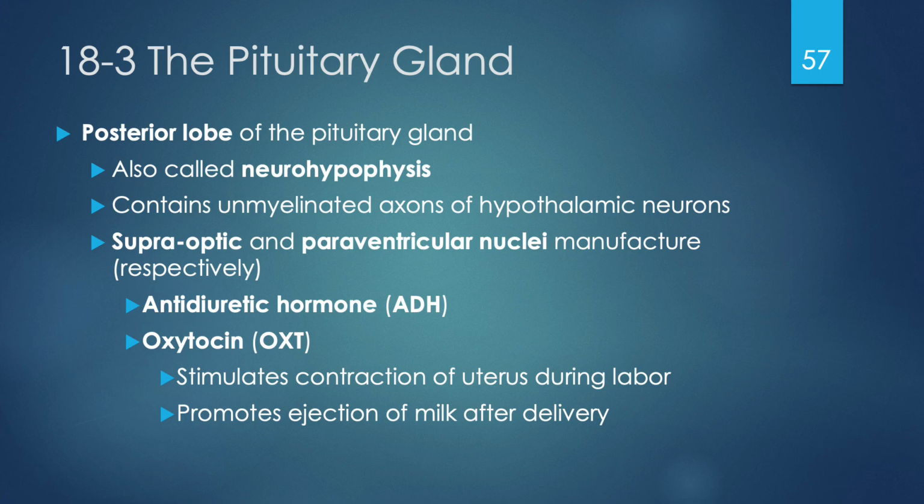The posterior lobe of the pituitary gland, which is called the neurohypophysis, is called the neurohypophysis because it contains unmyelinated axons from the hypothalamus. So the supraoptic and the paraventricular nuclei will create, respectively, antidiuretic hormone and oxytocin, meaning the supraoptic nuclei manufacture antidiuretic hormone and the paraventricular nuclei manufacture oxytocin. Oxytocin has a ton of application in our lives, ranging from stimulating the contraction of the uterus during labor so that way a delivery can occur, and it also allows for the ejection of milk after delivery. So it doesn't produce milk, but it allows for the letdown of milk.